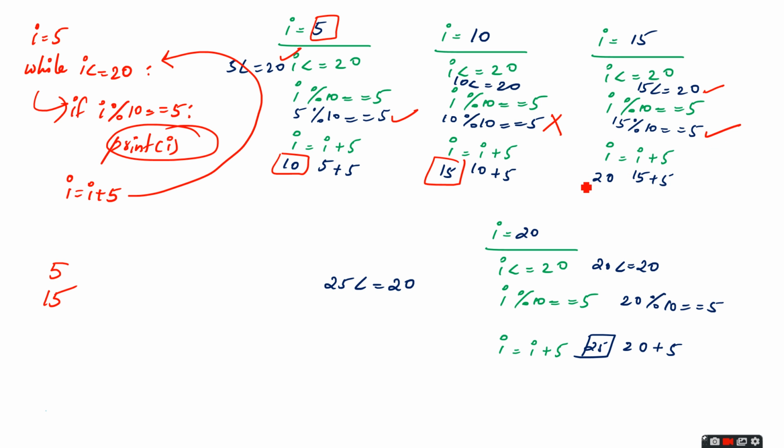Now update expression I equal to I plus 5. 15 plus 5, it is 20. Next value of I is 20. We will go back to the loop. We will check the while condition. 20 less than or equal to 20, condition true.